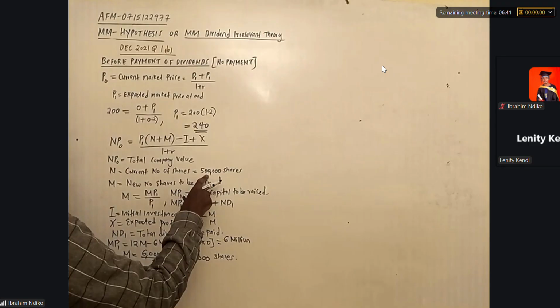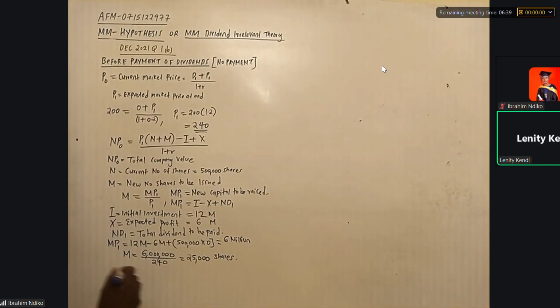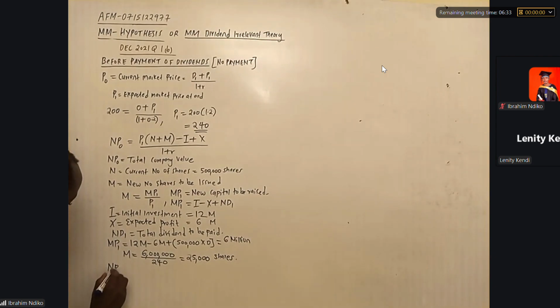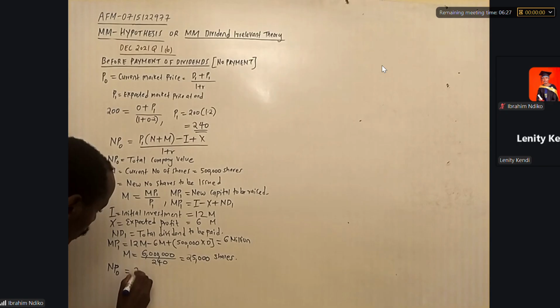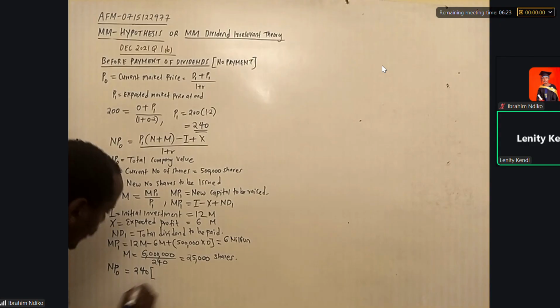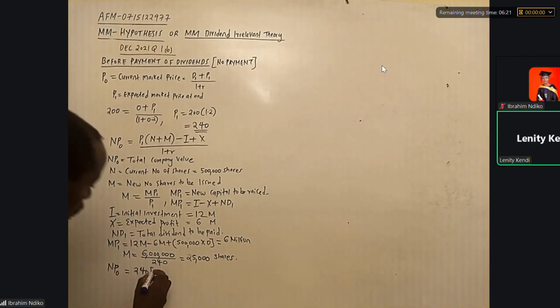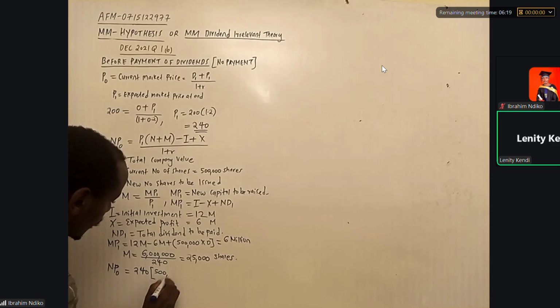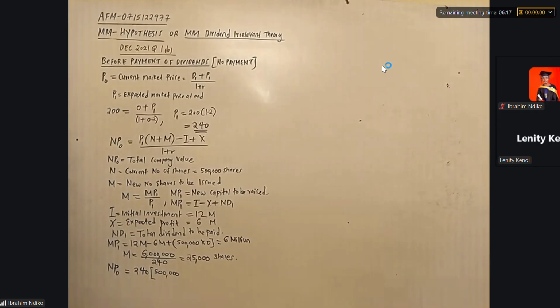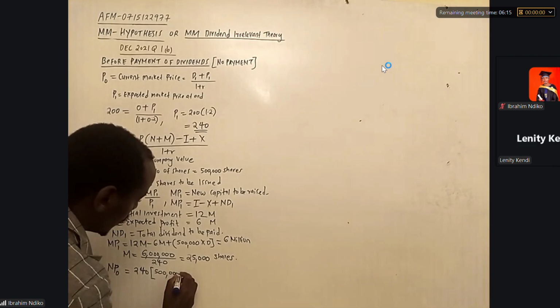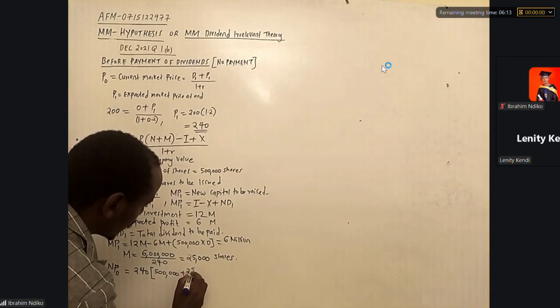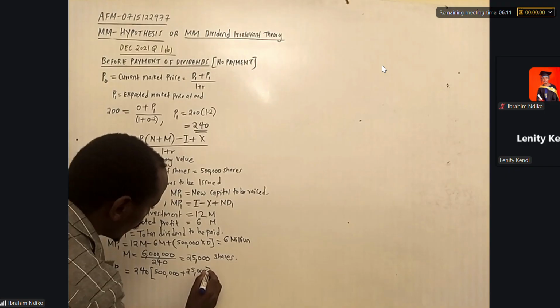You said 500,000 shares, right? Yeah. So now we can find NPO. That is our objective now. NPO will be how much? P1 which is 240. Is that correct? Yes. N, number of shares, which is 500,000, right? M, here 20, 25. Is that correct?